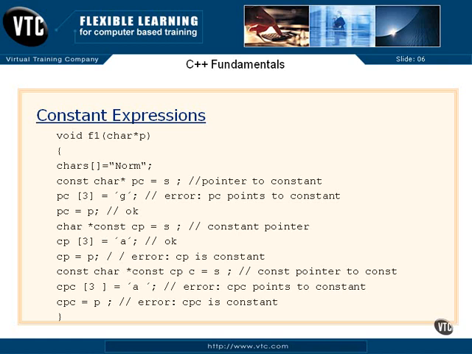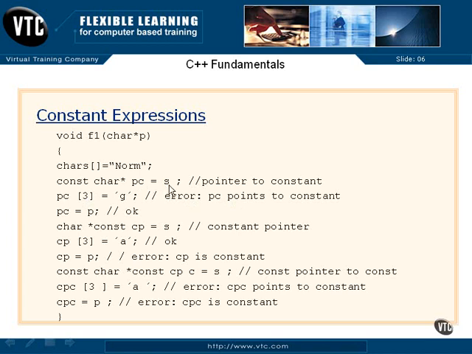We've got a little function here, and what we're going to set up first of all is a little character array that we'll stick the name norm in, and then we're going to create a pointer to a constant. So we have const char *pc, and then we'll set it equal to the address of s, or the location of s. Now here we cannot then say that pc[3] is equal to 'g'. We can't change the value that is within s, because pc is a pointer to a constant. So that tells us that we are not allowed to do that.